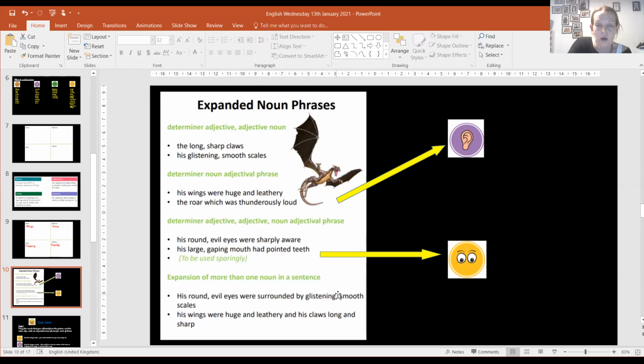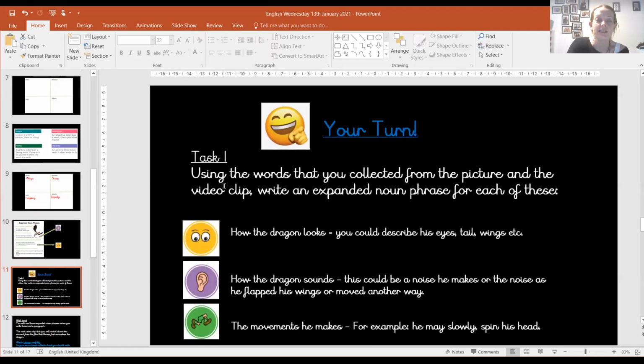And then you've got the bottom one, which is an expansion of more than one noun. So you've got quite a lot of adjectives in here. Evil, round eyes were surrounded by glistening smooth scales. Okay, so these are my examples, and you can magpie the format of any of these to write your own. So your first task then today, and these will all join together to make a paragraph tomorrow. So task 1 and task 2 will all join together to make a paragraph.